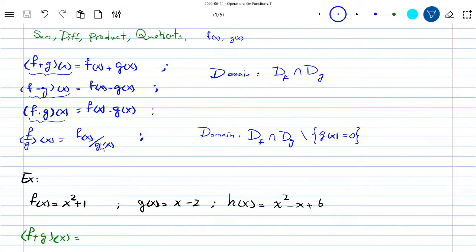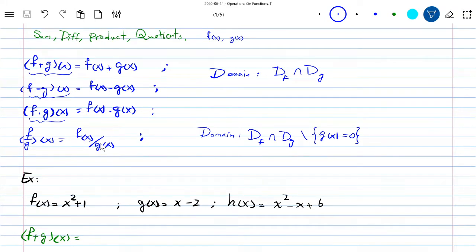So if you add two functions together, or subtract or multiply two functions together, what would be the domain? The domain would be the intersection of both functions, because you want to be able to get a y value from each one to add them together, or the y value from each one to subtract or multiply them together.